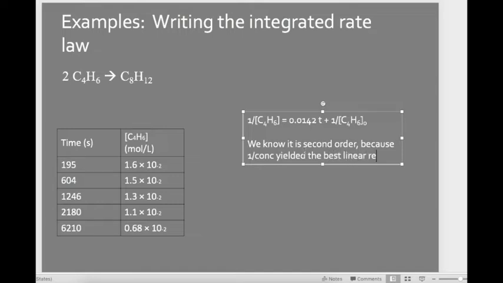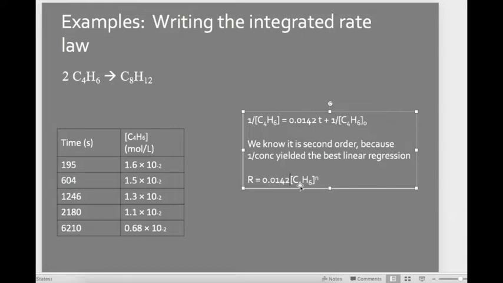the best linear regression. And we can also write the differential rate law, can't we? Where R equals K times the concentration of C4H6 raised to some power n. And I know what K is. K is the same constant, 0.0142. And I know that n is 2 because I've just shown it's a second order reaction because 1 over concentration yielded the best linear regression.